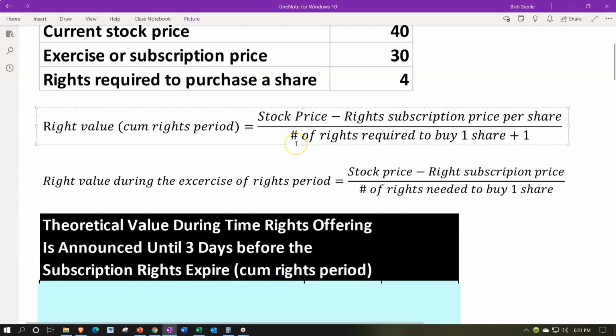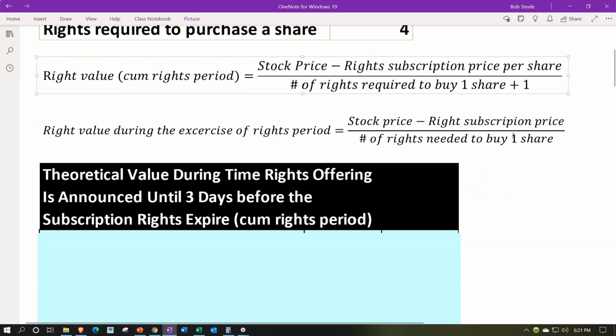So we're going to start with this top valuation here. It's going to be the first one typically as our process during the cum rights period. So the stock price minus the rights subscription price per share divided by the number of rights required to buy one share plus one. So we got that plus one as the differential factor here. So we have the theoretical value from the time the rights offering is announced until 3 days before the subscription rights expire. That's going to be the cum rights period with our first formula.